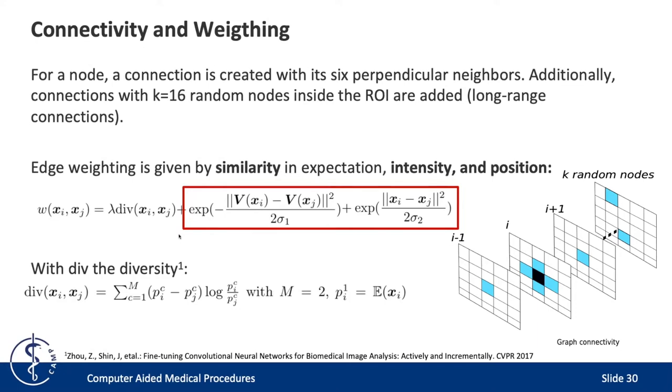similarity in intensity and position, which is commonly used to include this similarity information. We have two exponential functions, two Gaussian kernels, one taking into account the intensity distribution of the input volumes, and the other taking into account the difference in distance, in the spatial position of the particular voxels inside the volume. And this composes the weighting function for the edges of our graph.